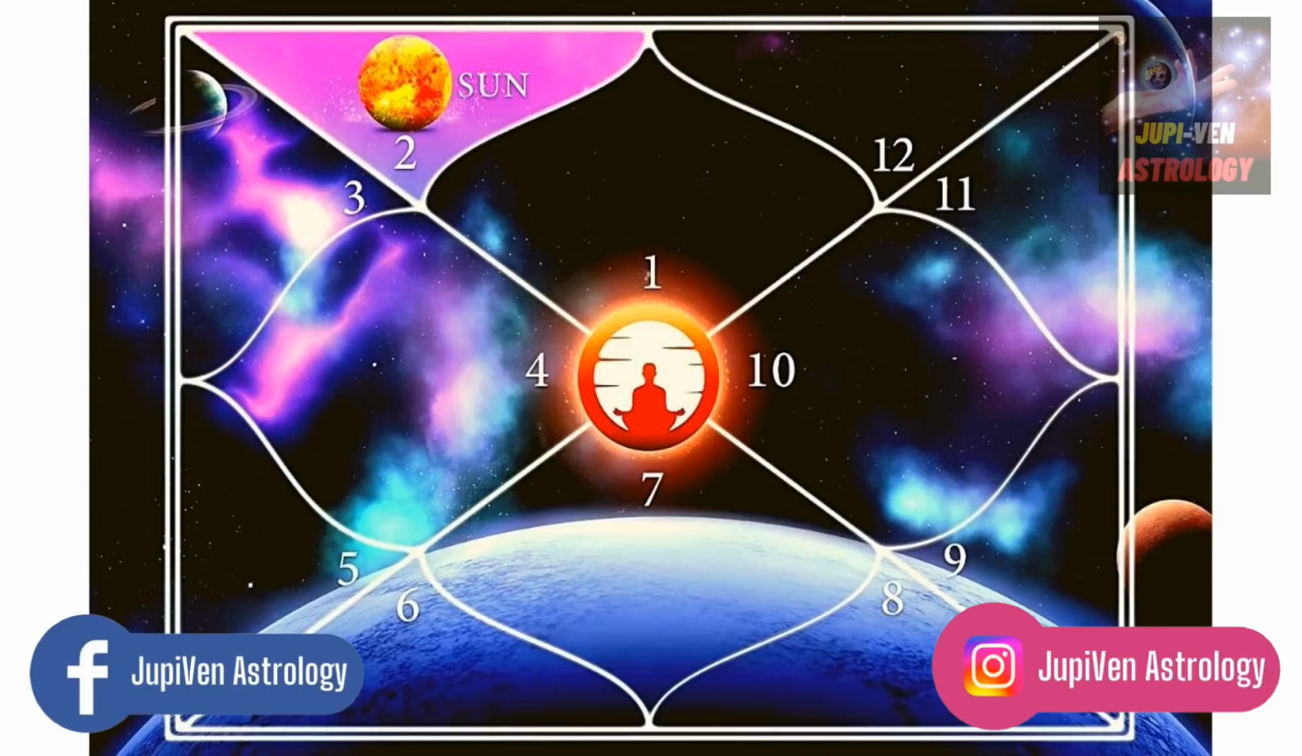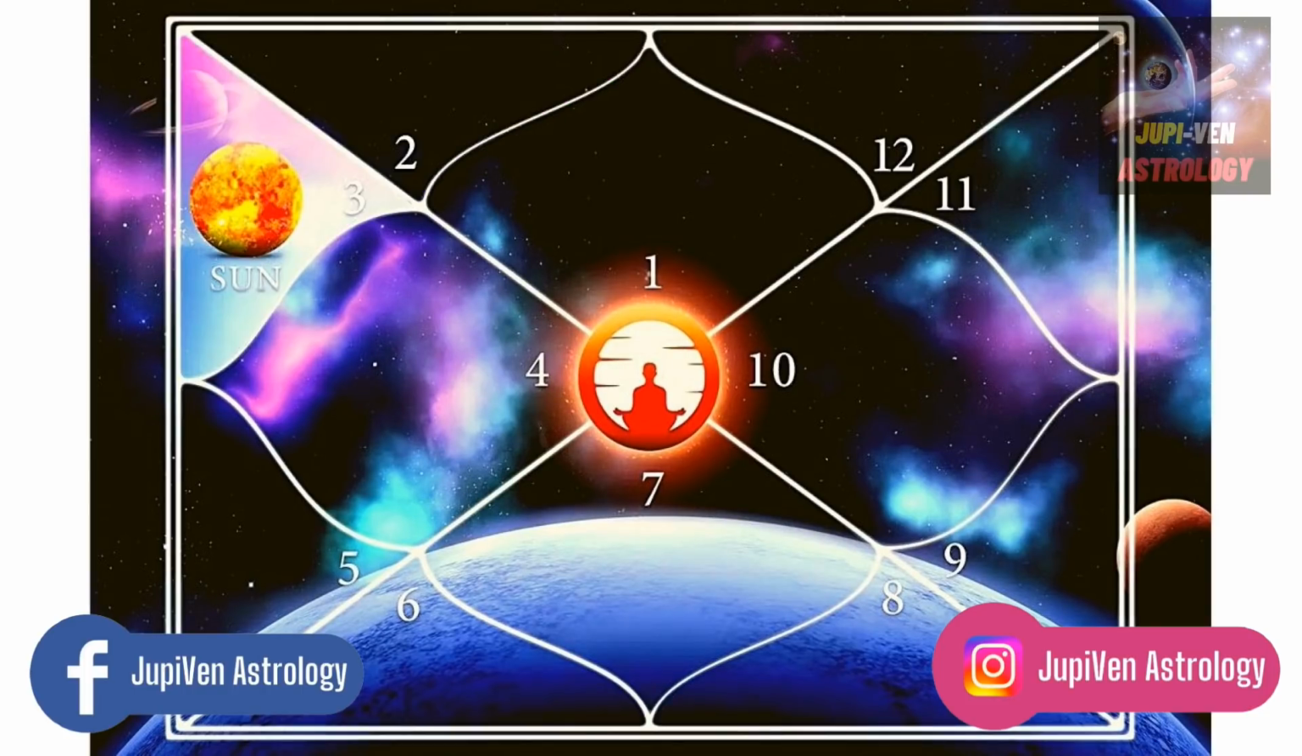And now we will discuss what is going to happen when sun is placed in the third house of your chart, my beautiful girls and my handsome boys. So guys, now we will discuss what will happen when sun is placed in the third house of your chart. Now guys, first of all, what does the third house represent?